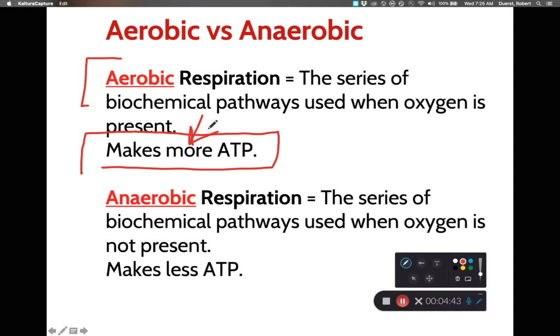Also, I mean, we like to breathe. I don't know about you, but I really like breathing. It feels good to breathe.